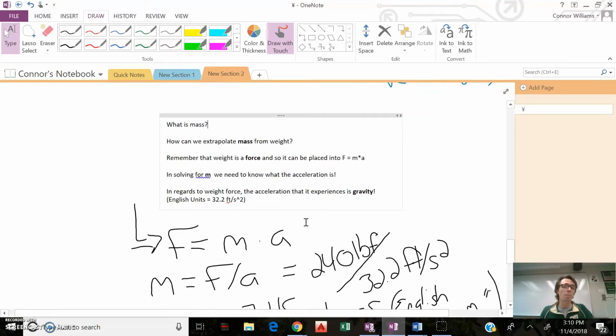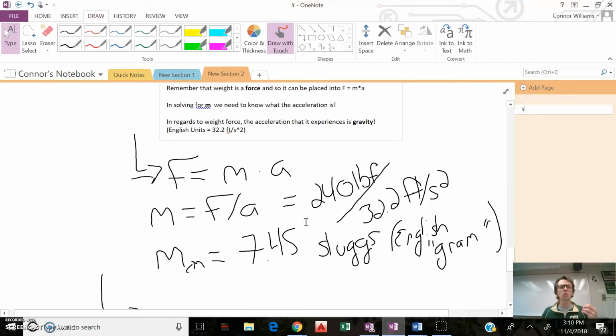So we go back and talk about mass. Now mass is not a force. However, weight is a force, and therefore mass and weight cannot be the same. So we plugged it into F equals ma yet again. Go ahead and thank Newton for that one. We plugged it in to solve for the mass, and we took Clay Matthews' 240 pounds of weight force divided by 32.2 feet per second squared, which is gravity.